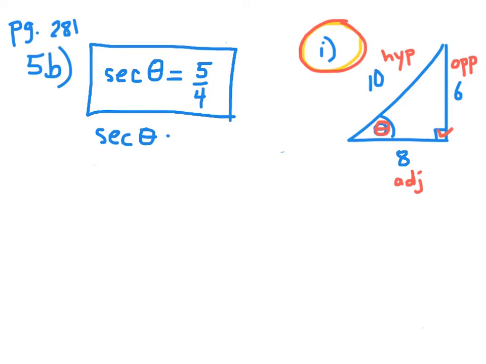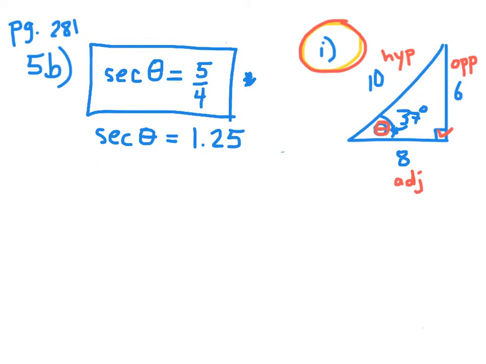Some of you may ask, sir, how about if I actually did 5 divided by 4? I actually did this, and I got 1.25, and I ended up with secant theta is 1.25. How would I go about figuring out theta? Again, we know that theta has to be 37 degrees because we just did this problem.